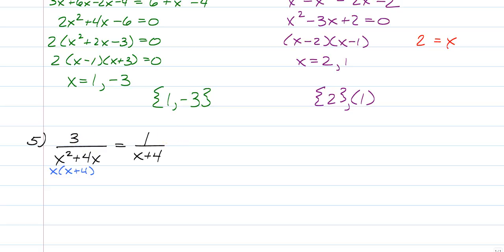So naturally, when we were done, we would end up with a negative 4 as a solution. So if you cross multiply, you will have negative 4 as an extraneous solution. I'm just giving you a heads up.